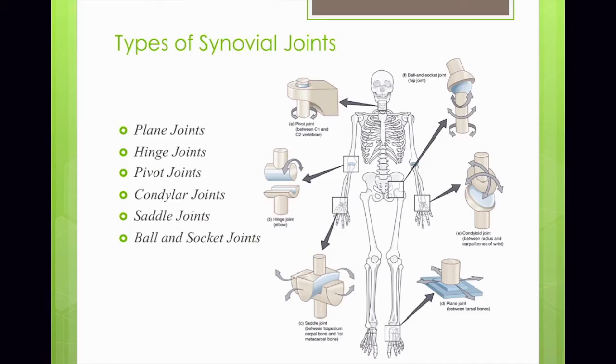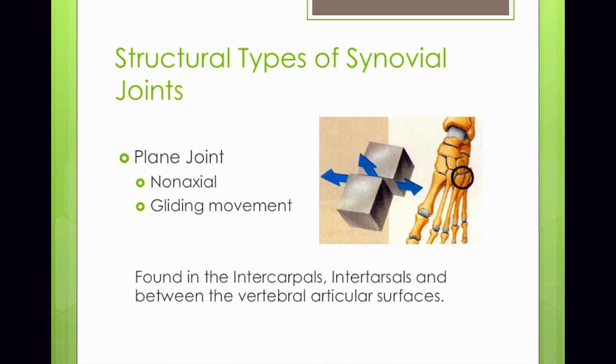Different types of synovial joints: plane joints, hinge joints, pivot joints, condylar joints, saddle joints, and ball and socket joints. A plane joint allows minimal movement of 2 flat or relatively flat bones to glide over each other. The movement is either side to side or forwards and backwards. Plane joints are also known as non-axial since there's no axis, just a gliding movement.